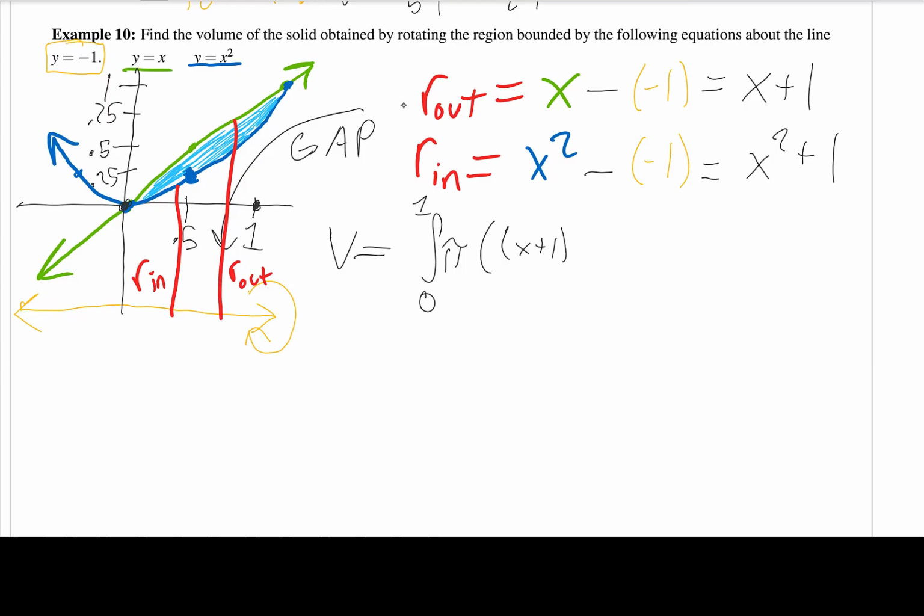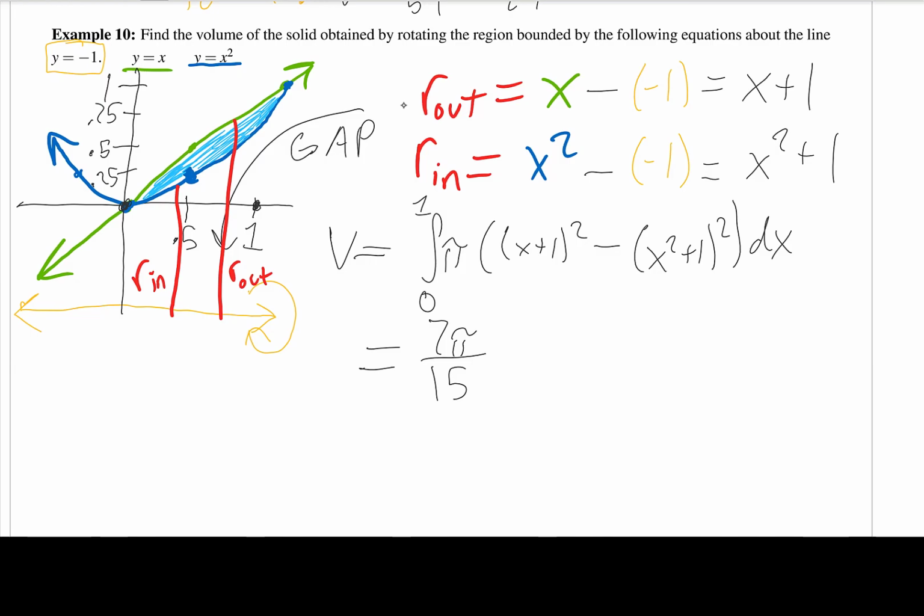Okay, and so then this should be pi times R out squared, so this is x plus 1 squared, minus R in squared, so this is going to be x squared plus 1 squared. And just as usual, my suggestion for calculating this integral is FOIL both of these out, and then combine like terms, pull out the pi, and integrate. And when you do so, this should give you 7 pi over 15 for our volume.